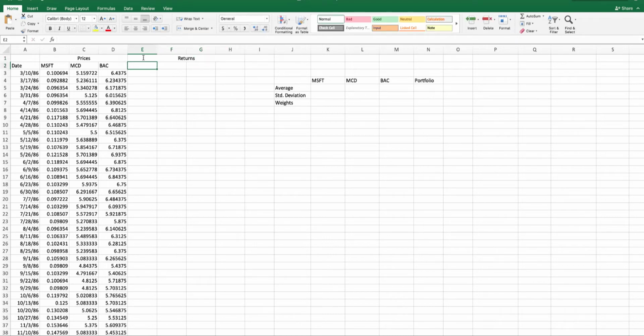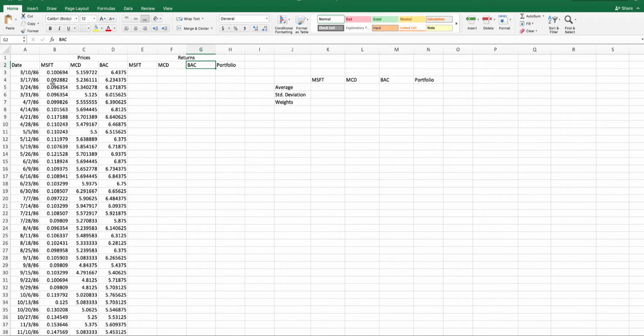So next we'll calculate returns for Microsoft, McDonald's, and Bank of America. But we're also going to create a portfolio. That is, if these three stocks were in your portfolio, what kind of return are you looking at? What kind of risk are you looking at? So first we're going to calculate return.